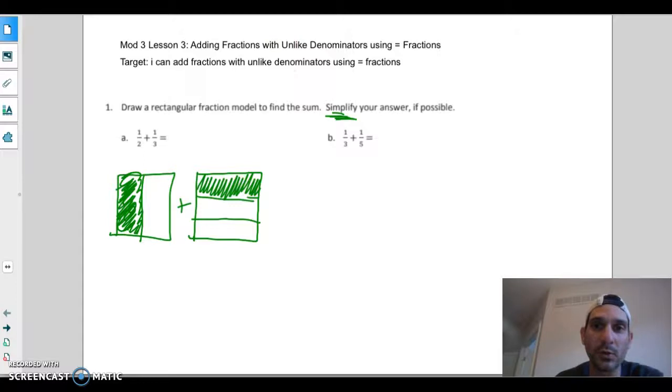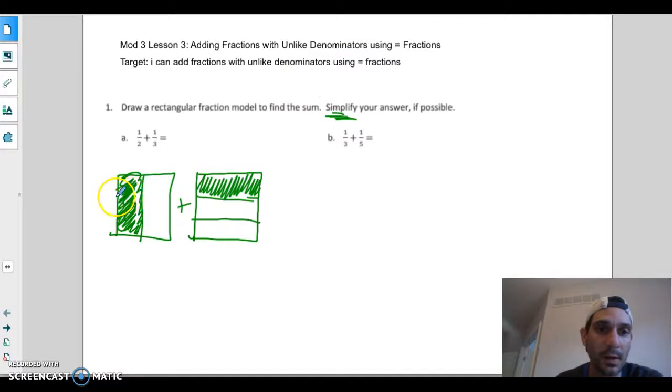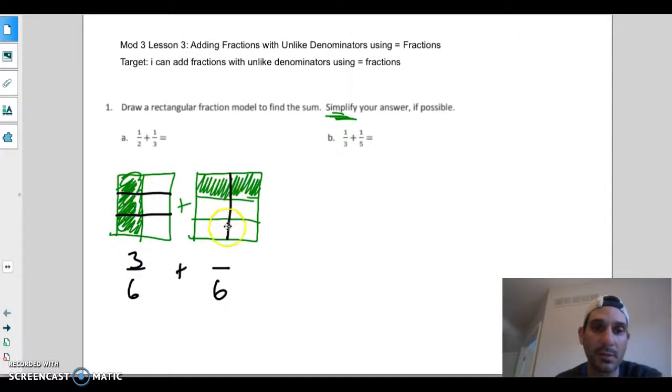Now, what I need to do is switch up my colors, and I'm going to cut my 1/2 into thirds. And I'm going to cut my 1/3 into halves. Okay. So now, here we go. What fraction is each piece? How many pieces are in each? 6. 1, 2, 3, 4, 5, 6. So that's my denominator for both of them. How many sixths are colored in? That's 3. How many sixths over here are colored in? 2. So that's 5/6. That's it. Okay. Let's look at another one.